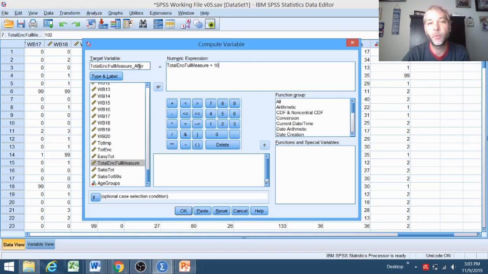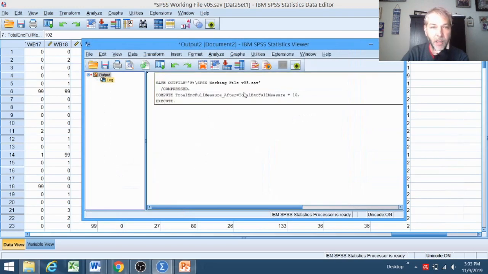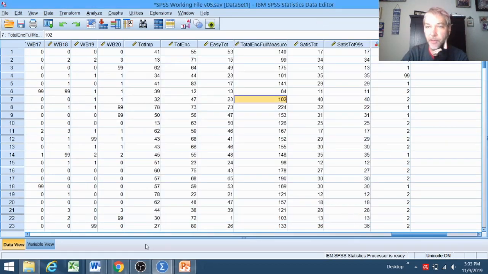But now we're going to create a new variable, and it's this "after," and what we should find is that each of their before scores have 10 points added to them for this new variable. So let's go ahead. I think all we need to do is click OK. Our output is going to tell us what it just calculated.